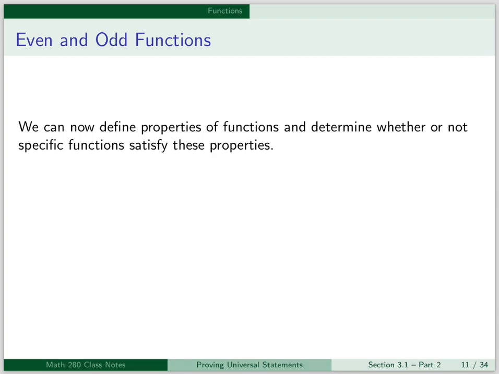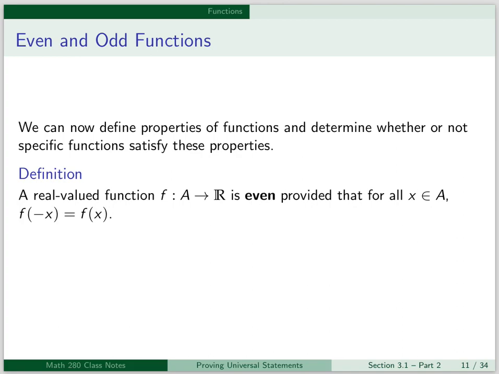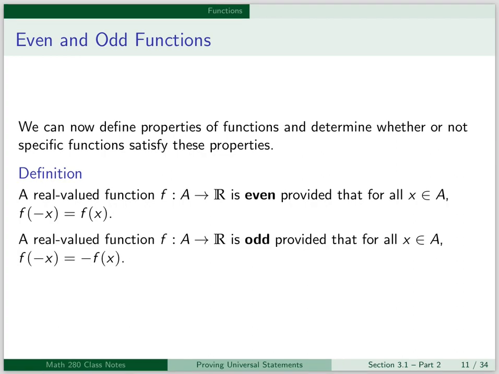We can now define properties of functions and determine whether or not specific functions satisfy these properties. So we'll start with the definition of an even function and an odd function. A real-valued function f from A into R is even, provided that for all x in A, our domain, f of minus x is equal to f of x. A function f from A to R is odd, provided that for all x in A, f of minus x is equal to minus f of x.